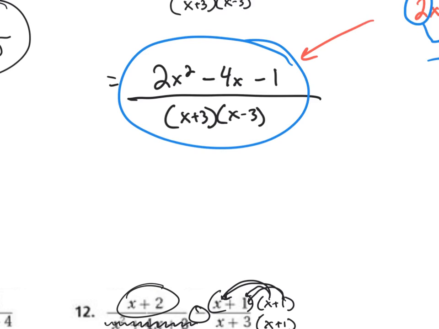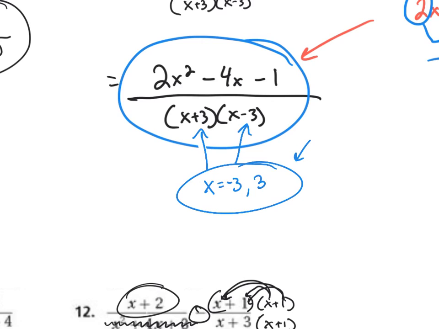Where is this undefined? Well, it's whenever these groups are going to equal 0, because when those groups equal 0, we have problems. So when x is equal to -3, we're going to end up with a problem. And when x is equal to 3. So it's undefined here. So that means it works for every value except for -3 and +3, because those would create zeros on the bottom of a fraction, and zeros on the bottom of a fraction are bad.